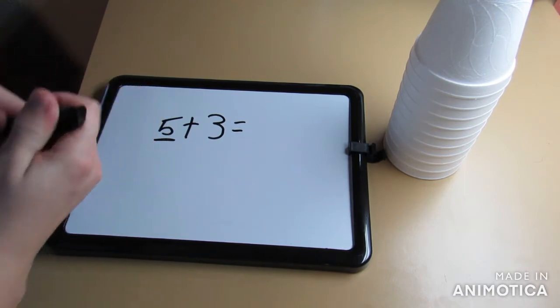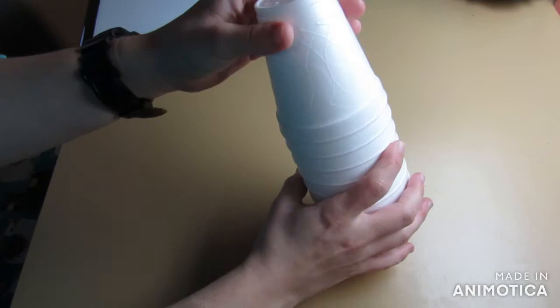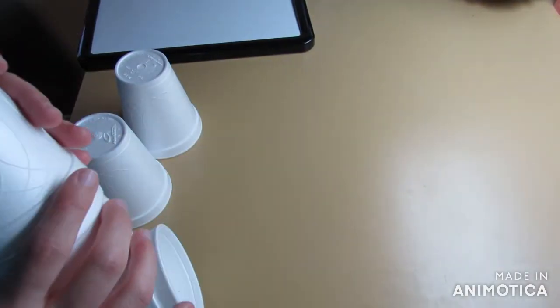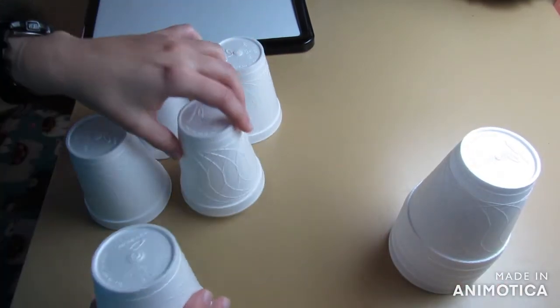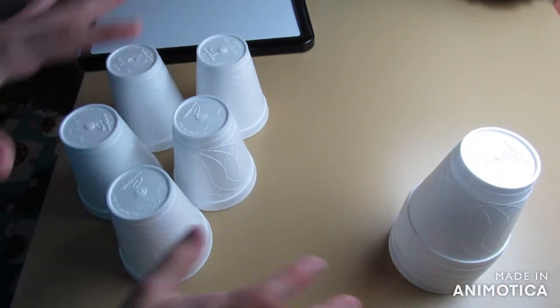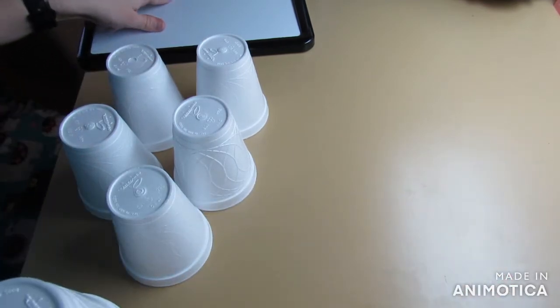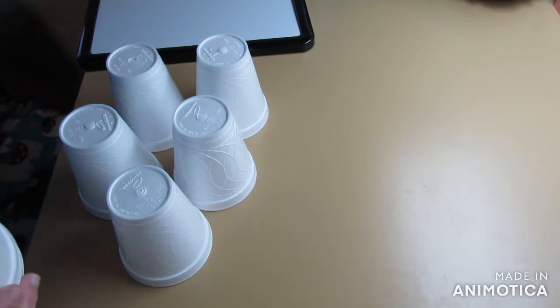So what you're going to do is take your 10 cups in your group and take out 5. You're going to have 1, 2, 3, 4, and 5. So here's your 5 cups that you're starting with. Now that we're looking at this next symbol, that's the addition sign. That means we're going to add to this group. And so we're going to add 3 more cups to get our answer.